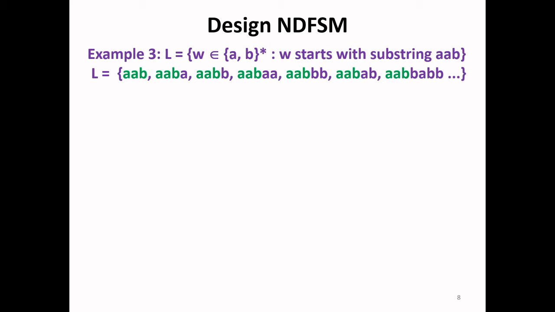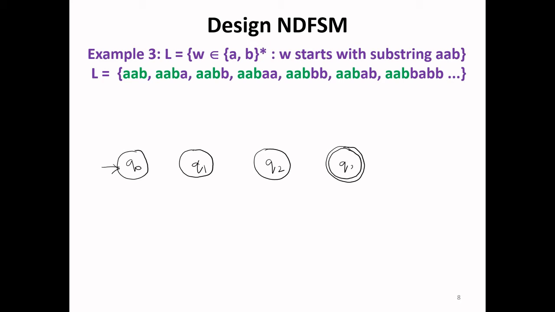4 states: Q0, Q1, Q2 and Q3, with A, A, B reaching the final state. So the first string AAB is accepted by this NDFSM.